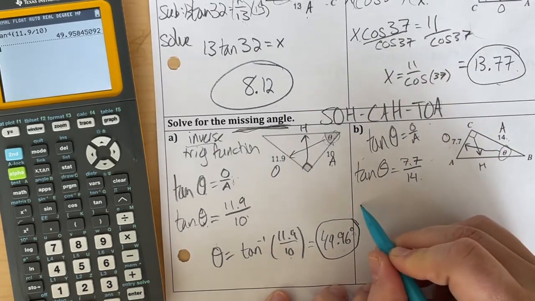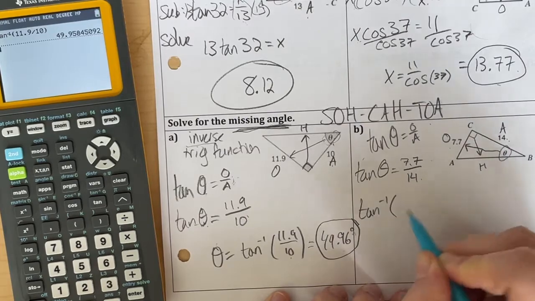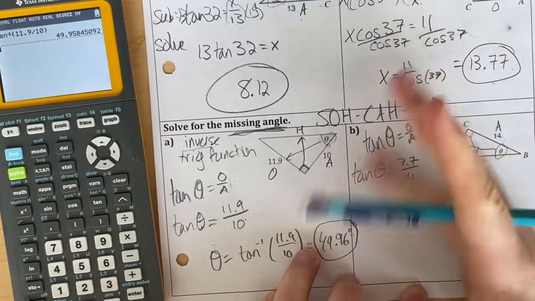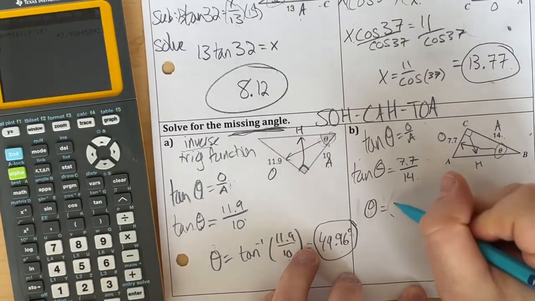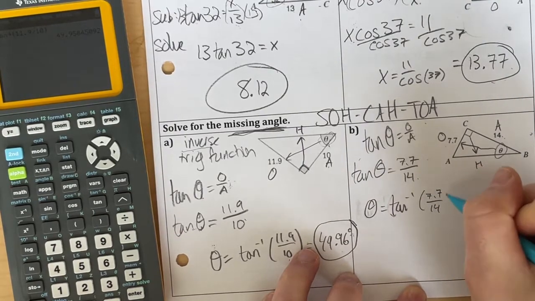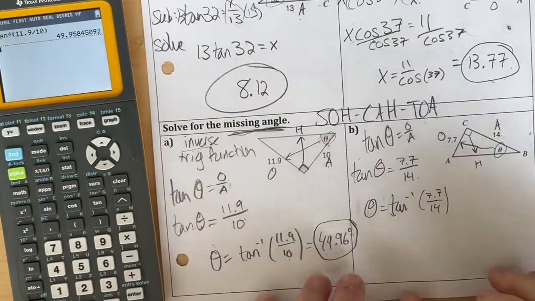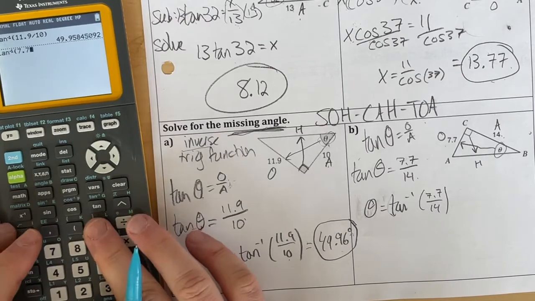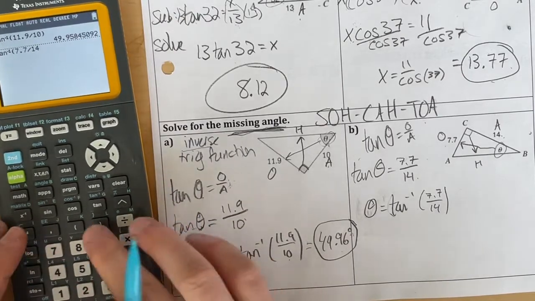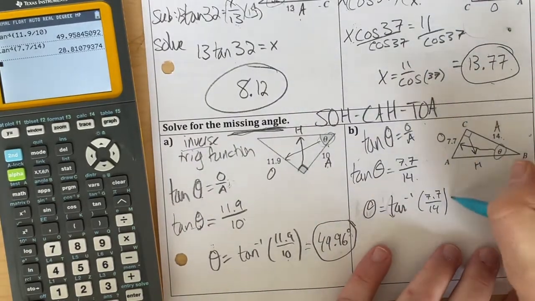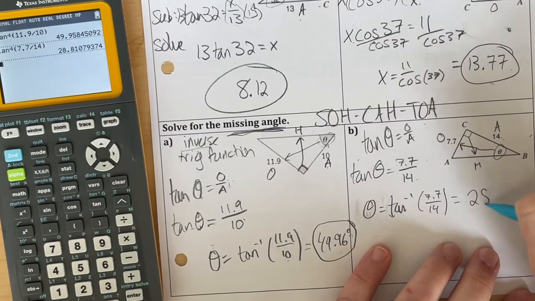Take the inverse of both sides, so we say tangent to the -1 power of, actually, let's back up here. I have theta is equal to the tangent to the -1 power, and then we have 7.7 divided by 14. You can type that in your calculator. I have second tan, and then we have 7.7 divided by 14. Hit enter, get my amount in degrees. So let's see what that's going to be. That's about 28.81 degrees.